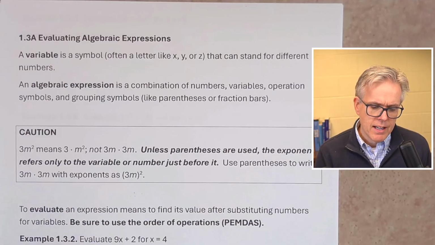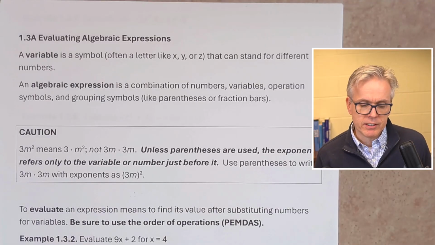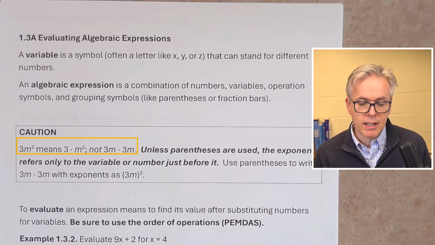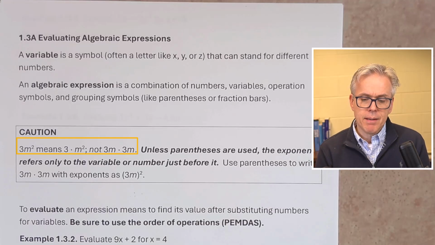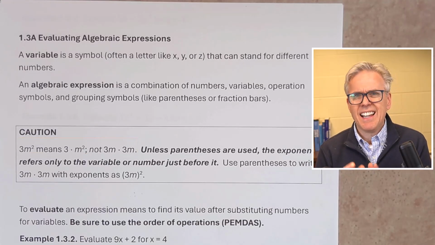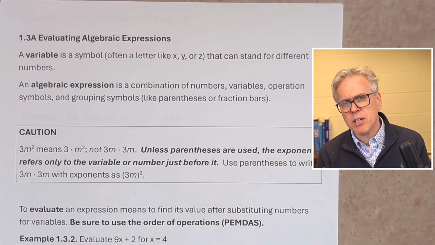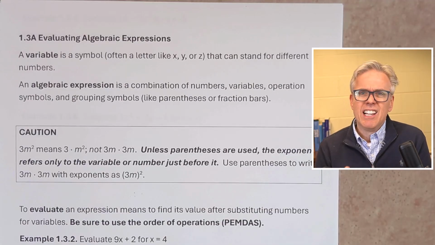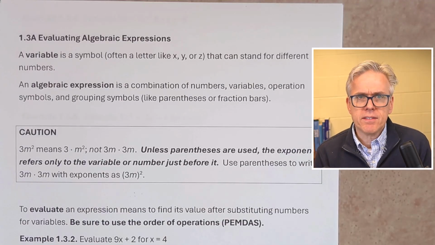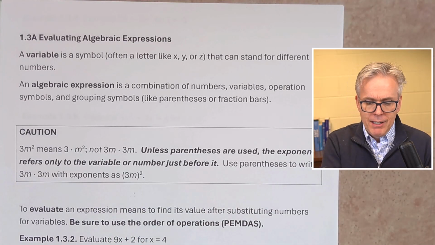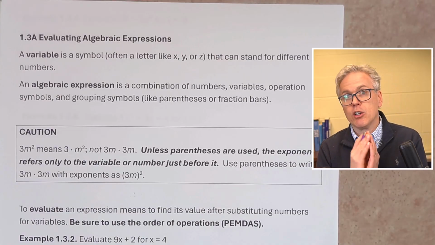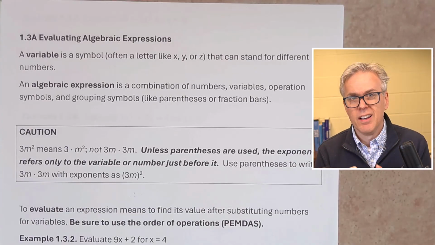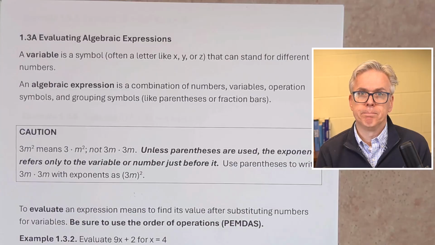And a word of caution, 3m squared, for instance, means 3 times m squared, not 3m times 3m. So unless parentheses are used, the exponent refers only to that variable just before it. So we're going to use parentheses to write 3m times 3m. It would be (3m) squared, and we sometimes say it "quantity squared," that the whole thing is squared. So really be careful with that going forward.